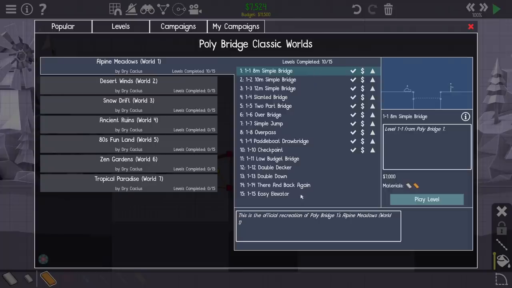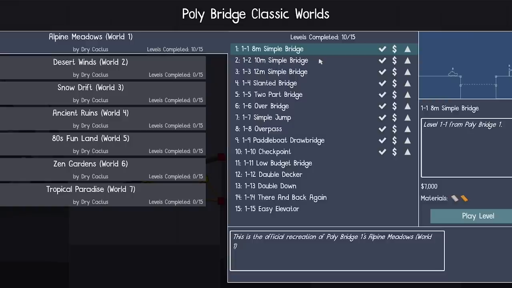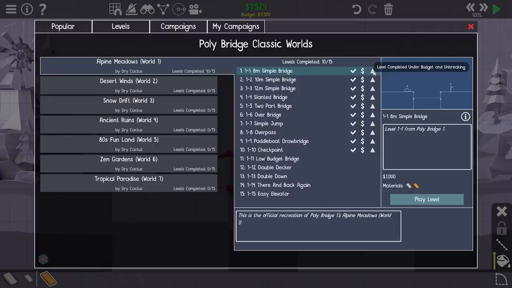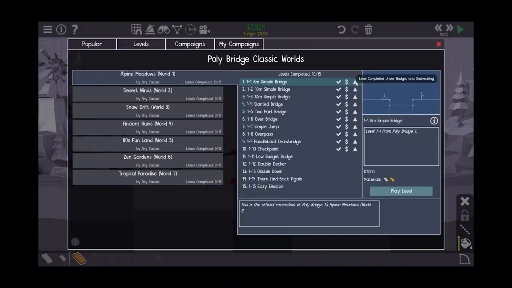So yes, we've done the first 10 levels of Polybridge 1 in Polybridge 2. And we've done them under budget without any breaks occurring as well. So I'm pretty happy with that.